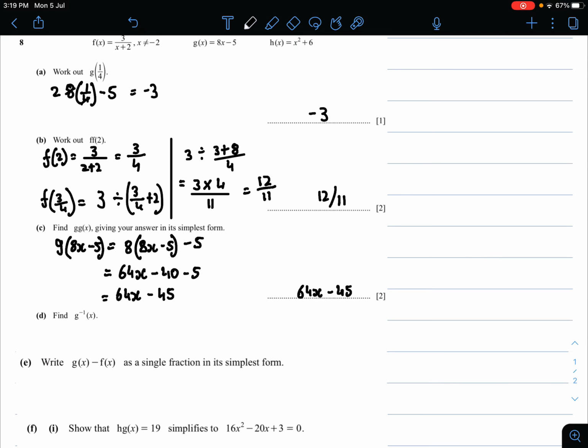So I don't know how many schools use this method, but it is a really simple method and it is accepted by Cambridge. All you need to do is write the function of g with y instead of g of x. So y is equal to 8x minus 5. Next, you switch x and y. So you write x equals 8y minus 5, and then you make x the subject.